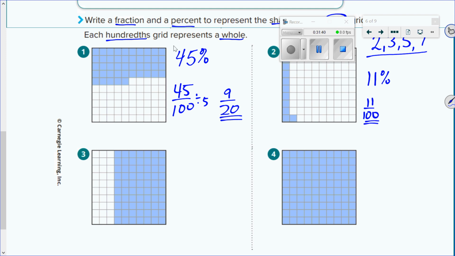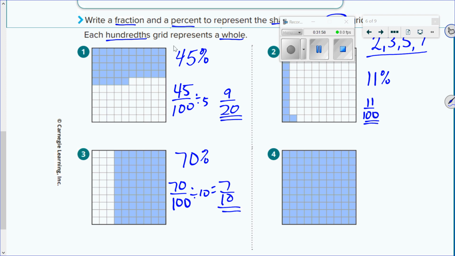Number 3. Liam? Is it 70%? Good, 70%. And I like that you gave me the final answer. Make sure you've shown your work, though. I need to see where you start. I can divide both those by 10. Gives me 7 out of 10.